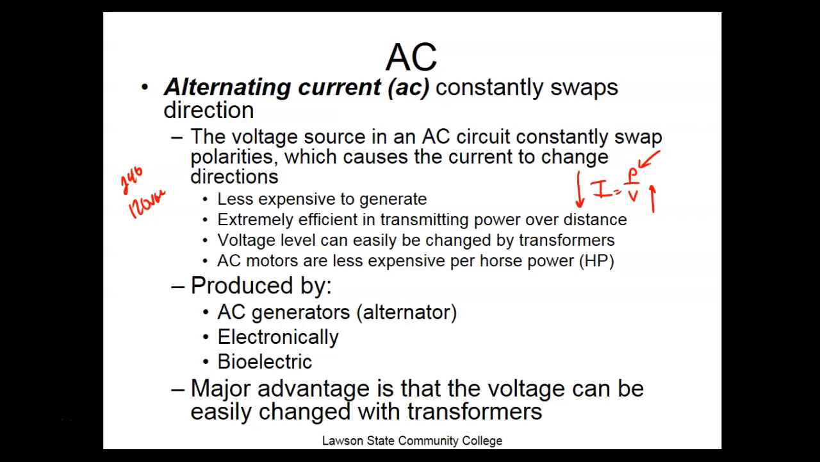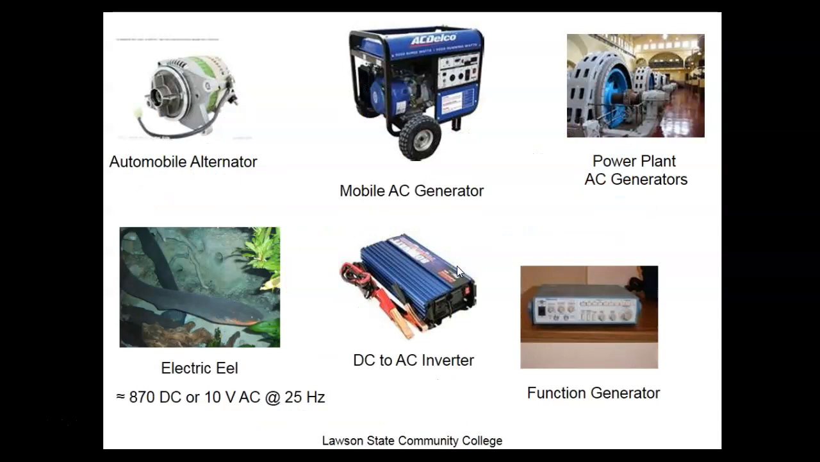But what we can do is change the voltage level with transformers. We can step it up for transmission and step it down for safety. And that's the biggest advantage of AC. And AC motors can run off induction. AC induction motors are a lot less expensive per horsepower than DC motors, but they're harder to control.